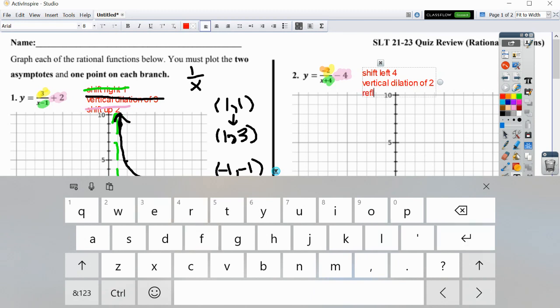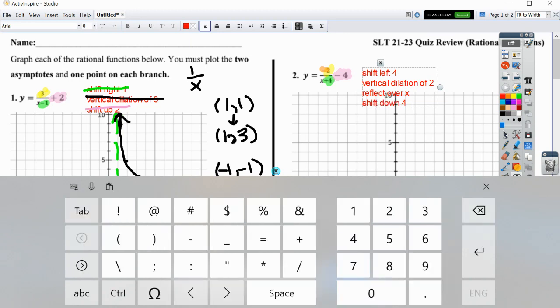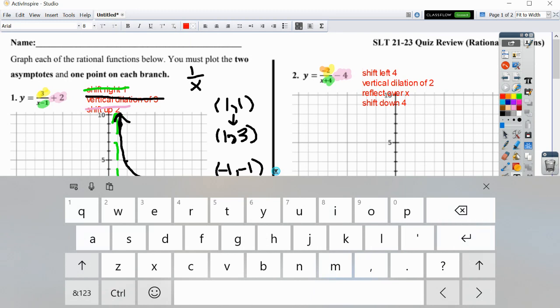Remember, I'm changing the y value, which means I'm reflecting over x. Whenever you see the negative on top, just think that's reflect over x. It means my y value gets switched. If you switch your y value at any point, it's going to flip over the x-axis. And then lastly, I have my shift down 4. So you've got 4 total transformations here. Let's see if I can get this to move.